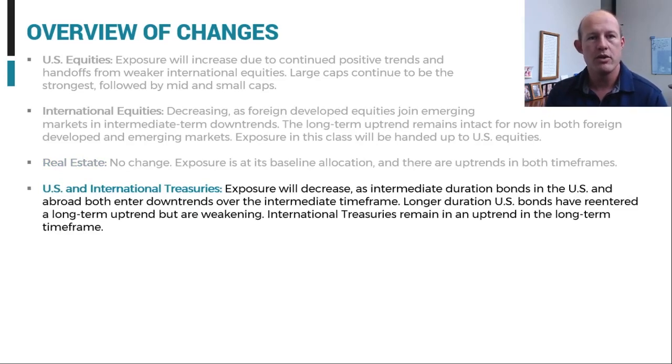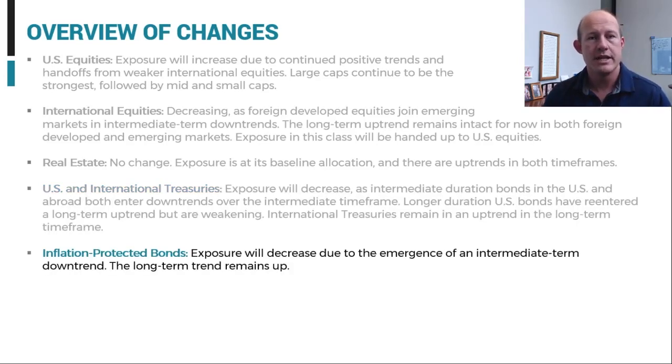Fixed income, you've probably noticed the 10-year rate rising for the last 45 days or so, almost back to its near-term high that was established in March of this year. The intermediate term bond has weakened, is in downtrends over both time frames, and that exposure will be pulled off and handed to ultra short-term duration cash equivalent type exposure, as well as TIPS. Despite all of the inflation talk, TIPS are now in an intermediate term downtrend.